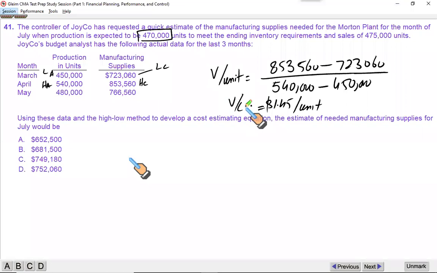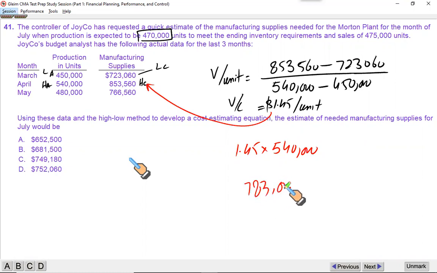Now we need to find out the fixed cost. You can use either the first or the second pair. Just use any of these, otherwise you might get the wrong answer. Let us take the second one. If 1.45 is your variable cost per unit, multiply this with 540. Multiplying with 540 will give you the total variable cost. 540 multiplied by 1.45 gives me 783,000, right? 783,000.